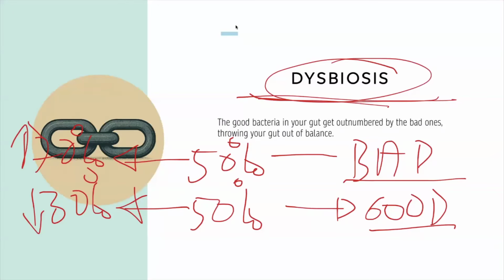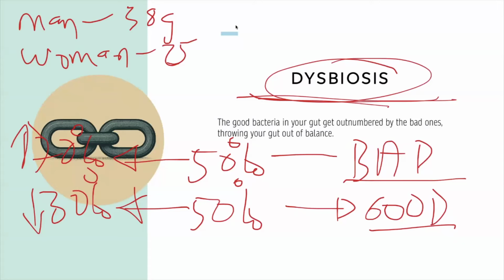Unfortunately, in this day and age, we're not consuming enough fiber. In fact, a man is supposed to consume at least 38 grams of fiber a day. A woman is supposed to consume at least 25 grams. The NIH estimates that in the United States, the average intake of fiber is 10 to 12 grams. That's less than 50% of the required amount.